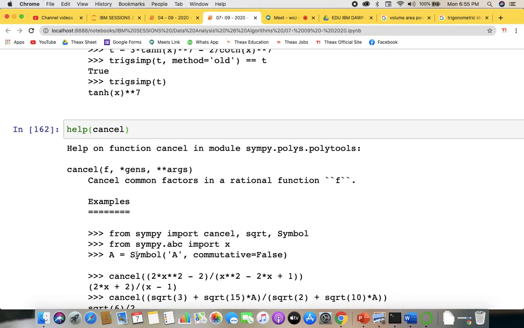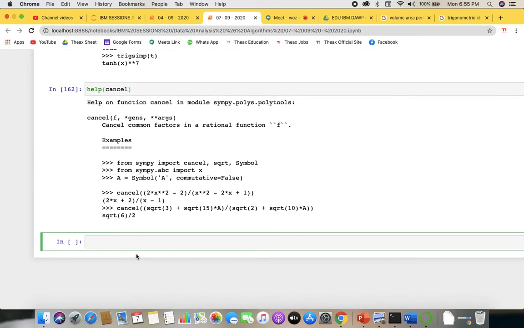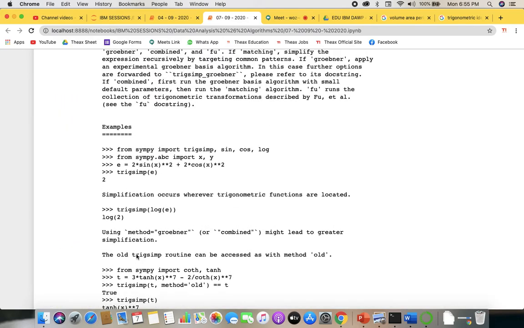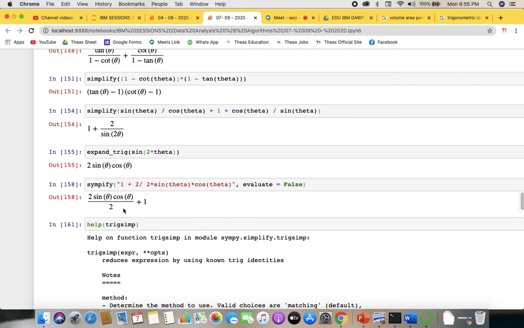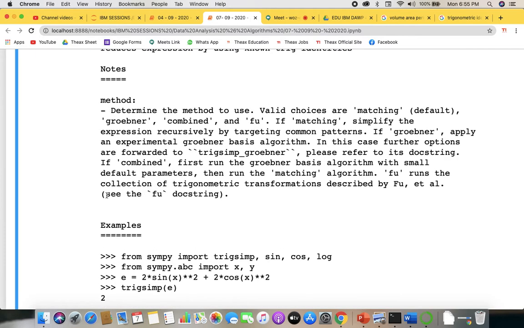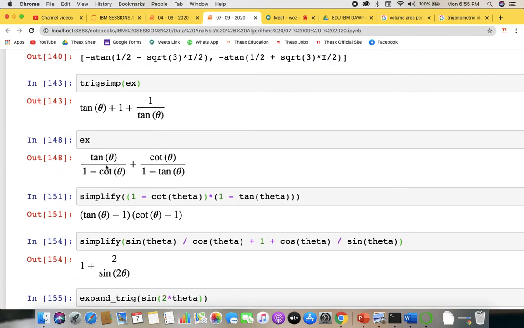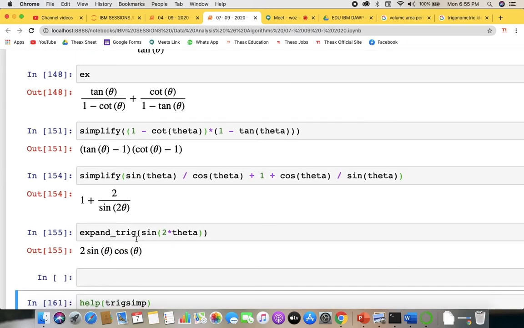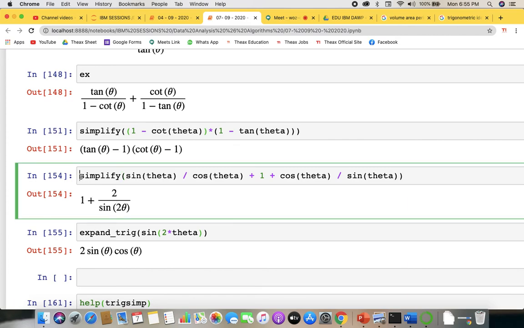With this, okay. All right, so that's how we find out things. So this is clear, right? Because here you have got the value. If you see up here, that is where it is 1 plus 2 by sine 2 theta, and if we expand sine 2 theta, we are getting 2 sine theta cos theta. That means 1 plus 2 by 2 sine theta cos theta. That's what it is saying, right?